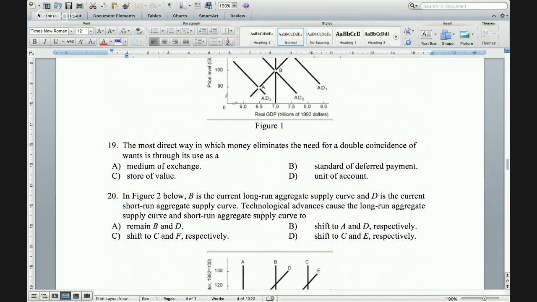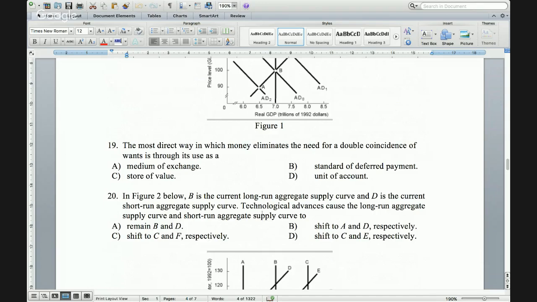So double coincidence means you have to coincide with somebody else who is also willing to exchange their product for your product. So that's a huge problem. And what money does is it solves that problem. By us all having money, I just go and exchange money for the chicken, and that guy also exchanges his money for bread, and the guy who's selling bread exchanges his money for butter. So we don't have the problem of the double coincidence of wants.